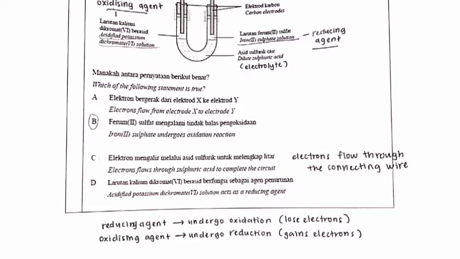This statement is true because iron(II) sulfate solution acts as a reducing agent, which will undergo oxidation reaction and becomes the anode. Meanwhile, acidified potassium dichromate(VI) solution is an oxidizing agent, which will undergo reduction and becomes the cathode. The electrons will flow from electrode Y, which is the anode, to electrode X, which is the cathode. The electrolyte will allow the movement of ions but not the electrons to complete the circuit.